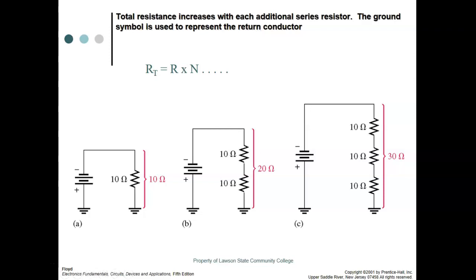Just as an example, if your resistors are all the same value, then you can multiply them to get your total resistance. So if I add two 10 ohm resistors, that's 20. If I add three, that's 30, and so on. No matter how many I add, I can multiply them out and get my total resistance, as long as they're the same. If one of these was a 20 ohm resistor, you'd have to add that in.